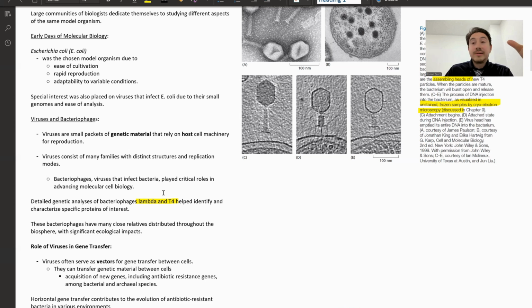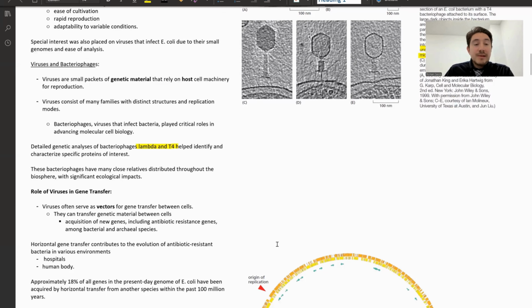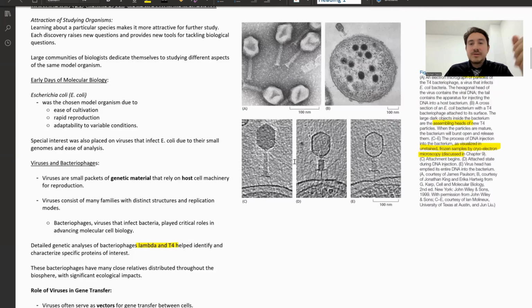One particular one that is famous in molecular biology is bacteriophage lambda, and T4. They have helped identify and characterize proteins of interest, and they have been used as vehicles to transport genes of interest from one bacterial cell to another, and so forth. Bacteriophages have many close relatives distributed throughout the biosphere, with significant ecological impacts also. So very interesting.